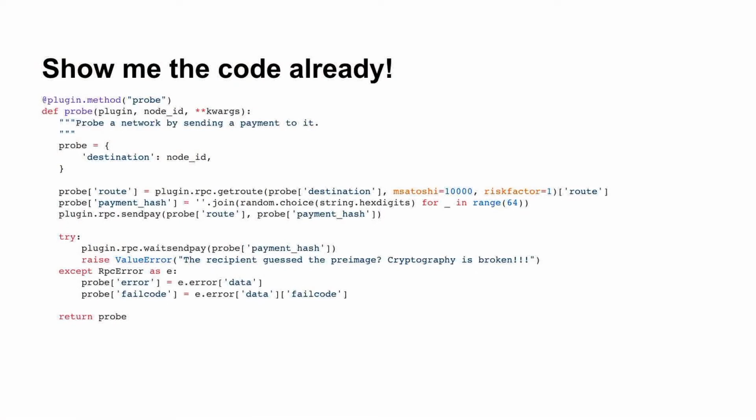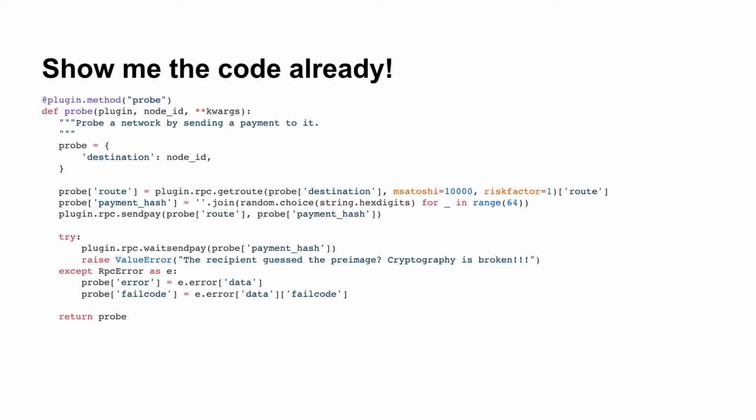But since most of us are techies, I thought I might show some code as well, just to show how easy it is in C-Lightning to create a plugin that does a probe. This is basically the bullet list we had before, in code. And it's really like 15 lines of code. And this is even pretty printed.